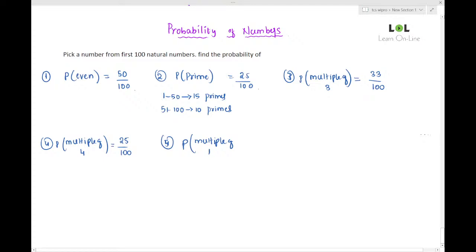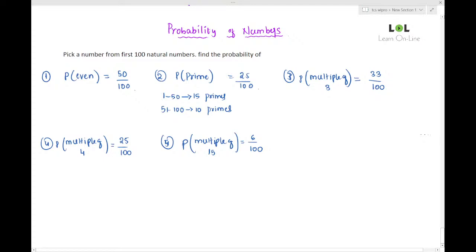Next, multiple of 15. Tell me, what is the number of multiples of 15? If you know the 15 table, immediately you can answer, guys. Okay, buddy. What is it? 6. Exactly. 6 by 100. 6 by 100.